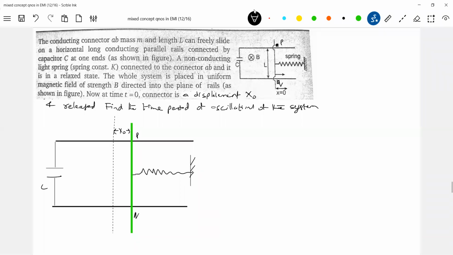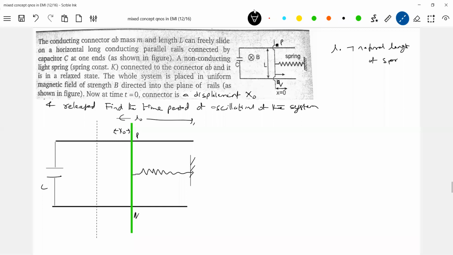So now there's a mean position. So there's a natural length of the spring. I'll call it L naught. What is L naught? L naught is the natural length of the spring. This is very important. Initially what happened? The spring is at natural length. That's what x equal to 0 is telling. I compressed it by x naught, I release it. Then we have to discuss the problem. It's asking us to calculate the time period of oscillation.